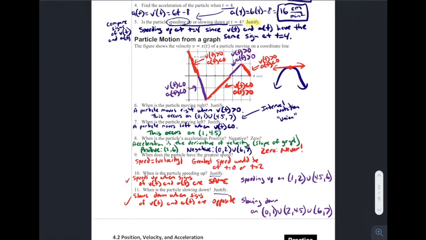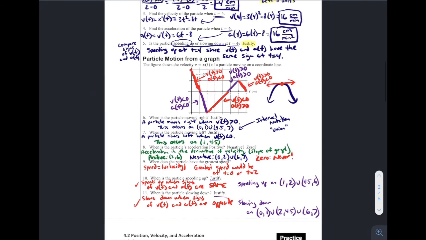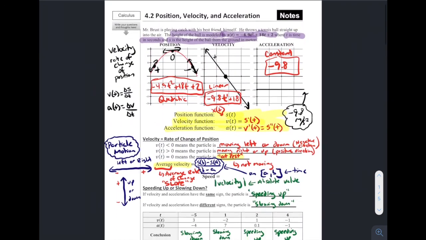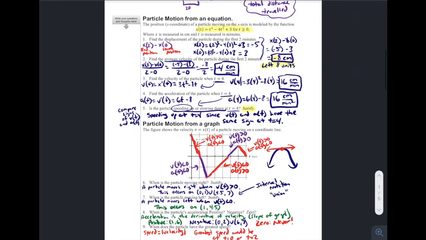So this is a pretty physics-heavy lesson, but really if you know the definitions from this first page of notes, these questions should all be pretty good.